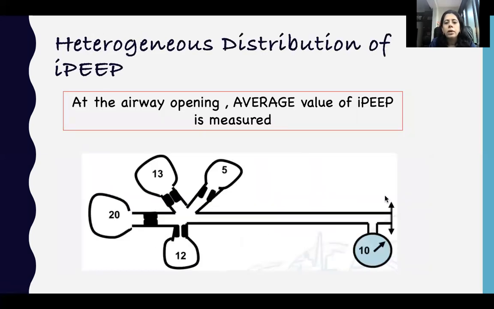Now we come to understanding whether this auto PEEP is a real estimate of what is happening in the lungs. The auto PEEP that we actually measure after giving an expiratory hold is an underestimation of the actual auto PEEP which may exist in the lungs.